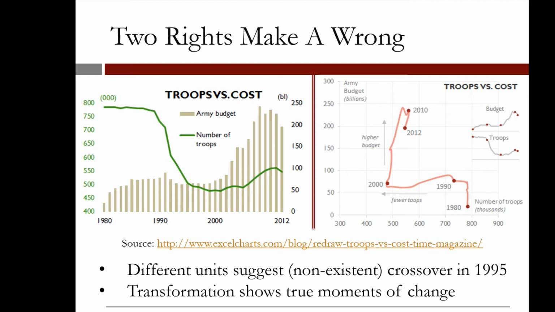On the right is the same data presented in a different way. We now have troops on the x-axis and dollars on the y-axis. The line moves through time now, allowing us to see when moments of change occurred, such as decreases in troop count through the 90s at the end of the Cold War, the increase in spending of the 2000s, and the recent decreases in military spending.